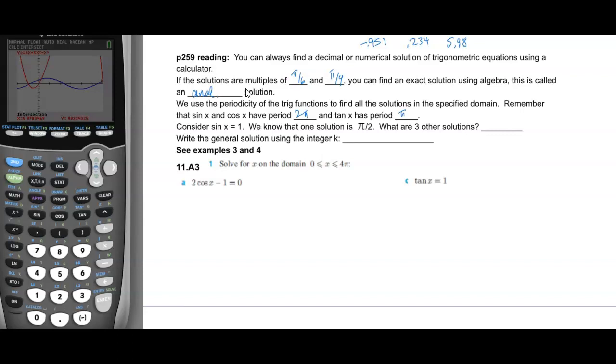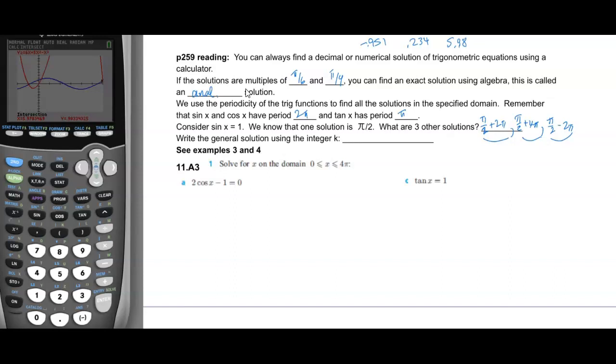Consider sine x equals 1. We know that one solution is pi over 2. What are 3 other solutions? Between 0 and 2 pi, the only solution of sine x equals 1 is pi over 2. But if we just add 2 pi to it repeatedly, we can generate more solutions. And then we can also subtract 2 pi from it. So these are 3 more solutions. We can simplify the fractions, but basically we're going to add 2 pi, add 4 pi, subtract 2 pi. Those are 3 more solutions other than just plain pi over 2.